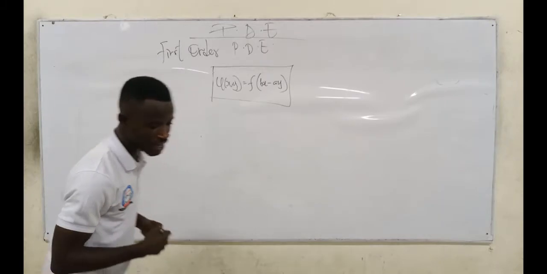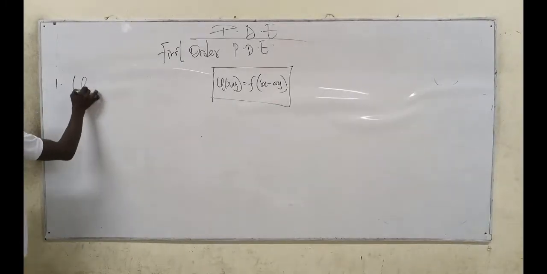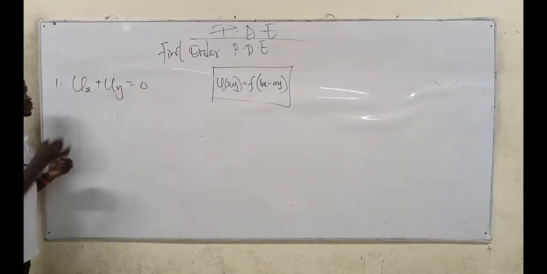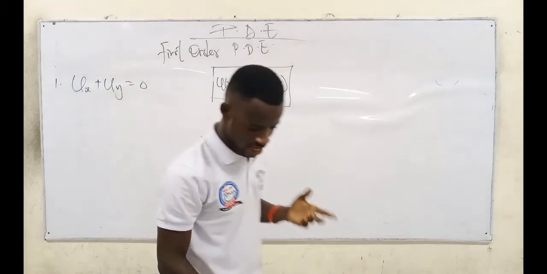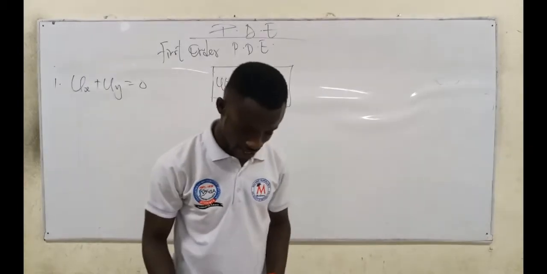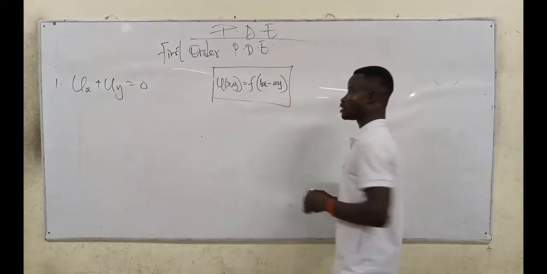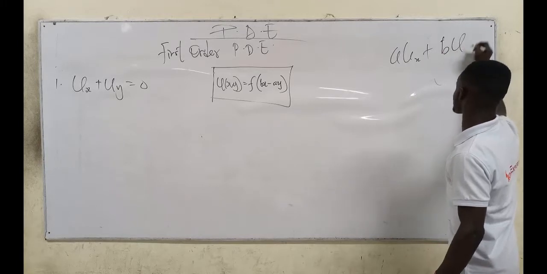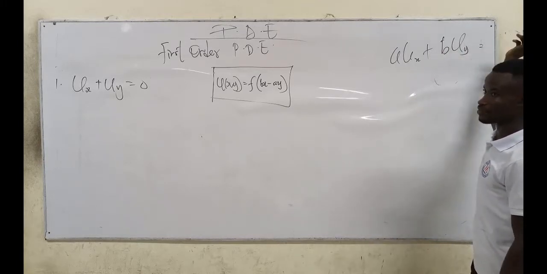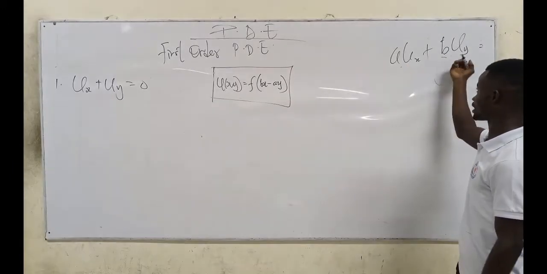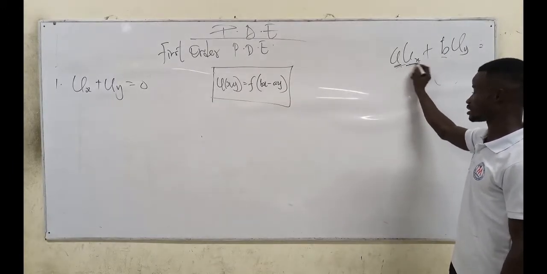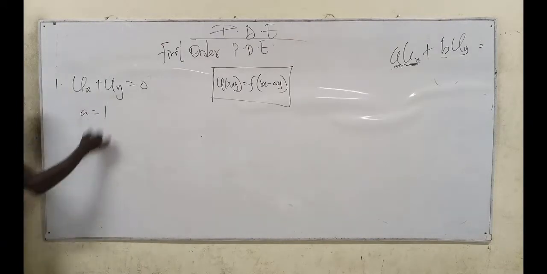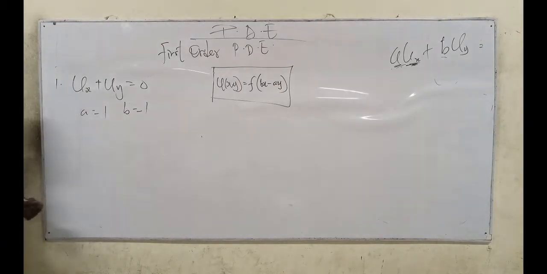Find the general solution of the equation. How do we identify the A and the B? The general form is A u subscript x plus B u subscript y. This is the general form, always clear. So you just need to identify it. The A is the coefficient of the partial derivative with respect to x, and the B is the coefficient of the partial derivative with respect to y. So looking at what we have, what is going to be our A? What is going to be our B? So what is the solution?